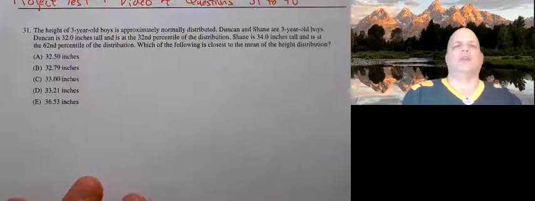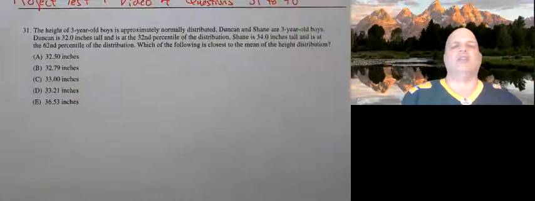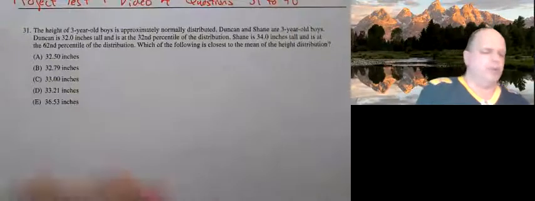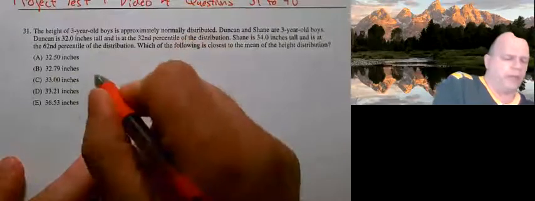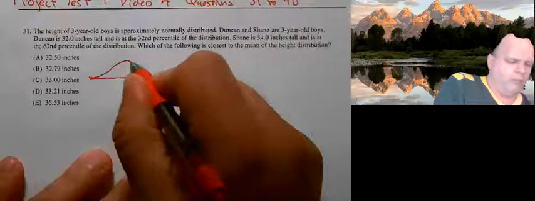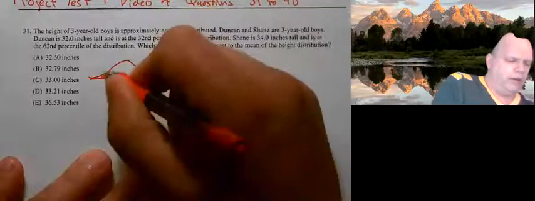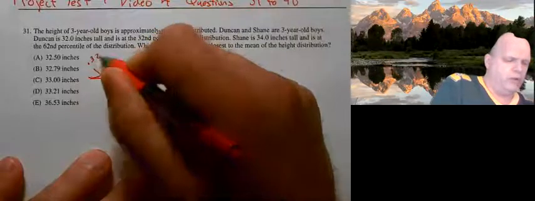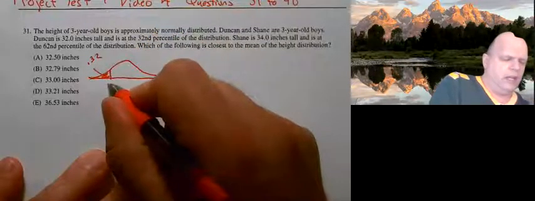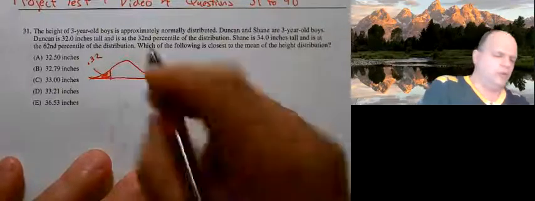Duncan and Shane are 3-year-old boys. Duncan is 32 inches tall, and this is the 32nd percentile of the distribution. So I'm going to go ahead and draw a picture of kind of where that is. So this area right here is 0.32, and he is 32 inches tall.